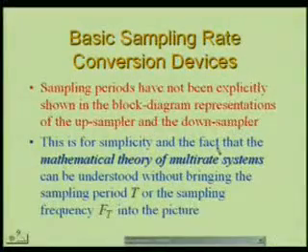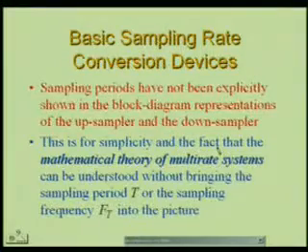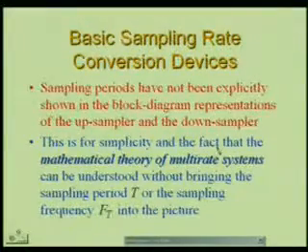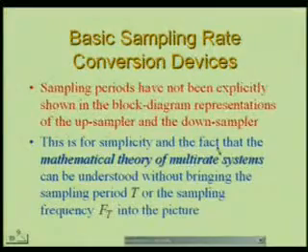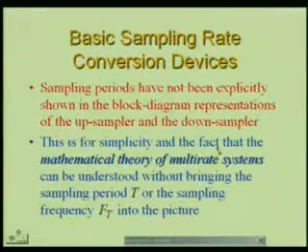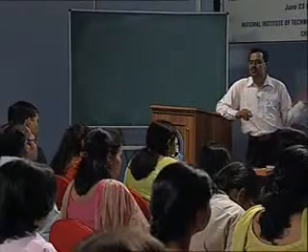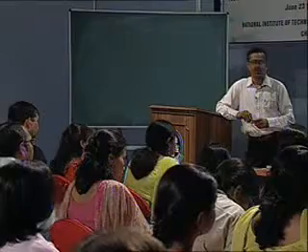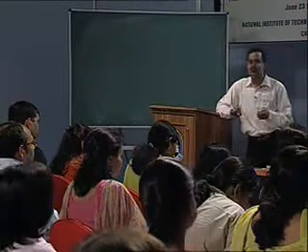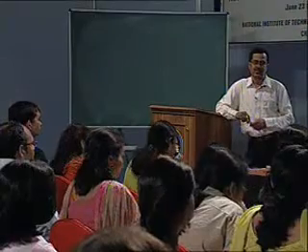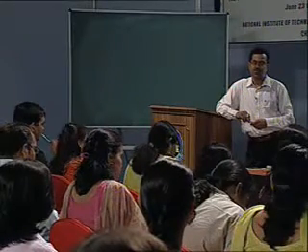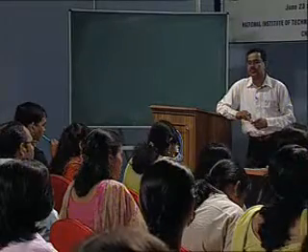Then we should discuss some of the basic sampling rate conversion devices. Sampling periods have not been explicitly shown in the block diagram representations of the upsampler and the downsampler. That is probably why I have not explicitly shown the sampling periods. The earlier figures were produced for demonstration purposes only, to show how to choose samples from the given sequence. Those pictures have never shown the sampling period.